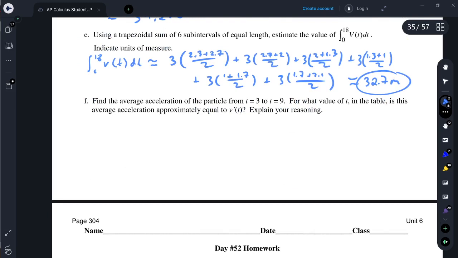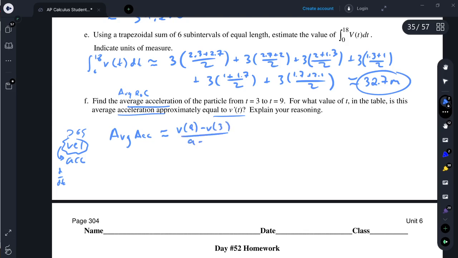All right, and then finally, find the average acceleration of the particle from 3 to 9. For what value of t in the table is this average acceleration approximately equal to v prime of t? So again, we have position, velocity, acceleration. We have velocity. If we want the average acceleration, that's the derivative, so it's like the average rate of change. So what we're going to basically say is that the average acceleration is approximately equal to v of 9 minus v of 3 over 9 minus 3. That's our average rate of change formula, right?